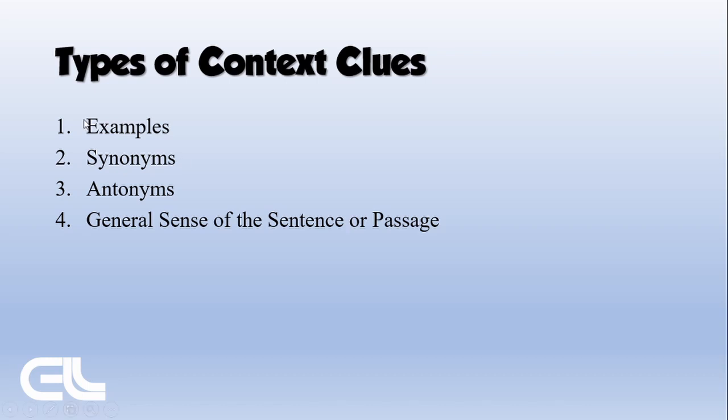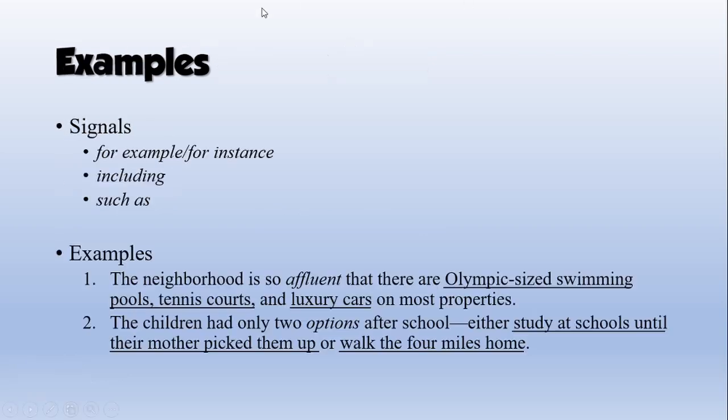So let's talk about the types of context clues. There are basically four types of context clues. We have examples, we have synonyms, we have antonyms, and number four, we have the general sense of the sentence or passage. So let's discuss examples first. There are certain signal words which provide you some insight about the examples, how you can find the examples in a sentence. There are certain signal words which will help you in finding the examples in the sentence.